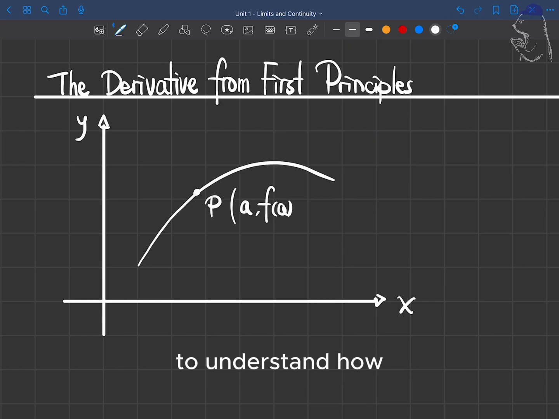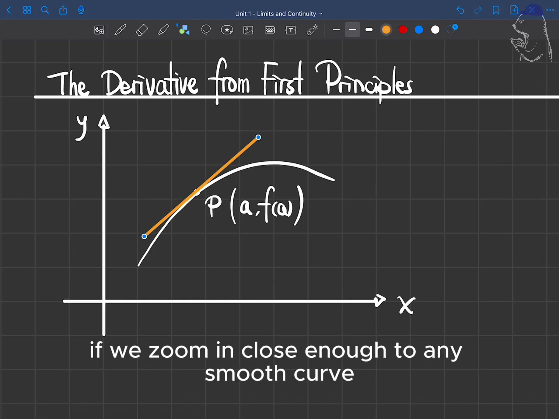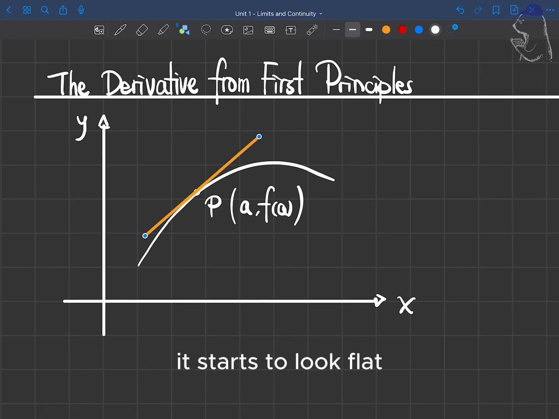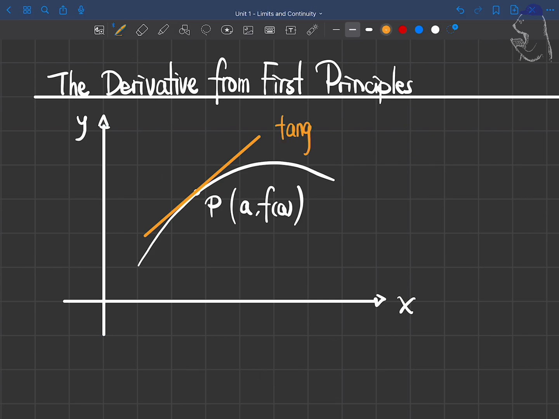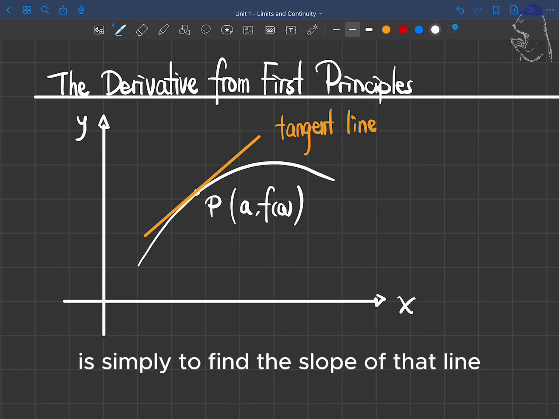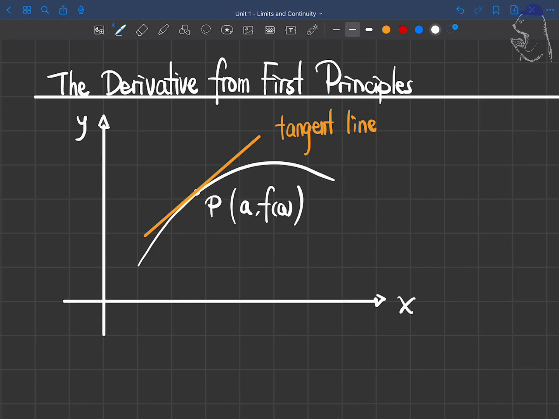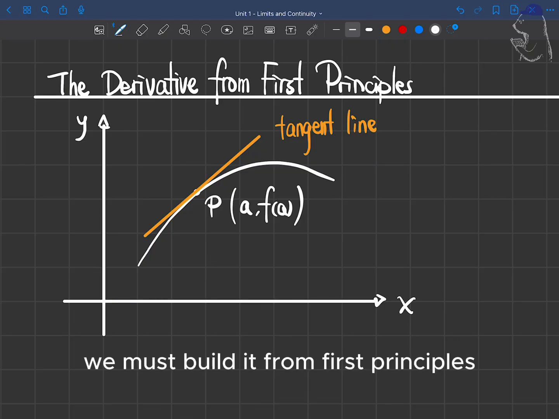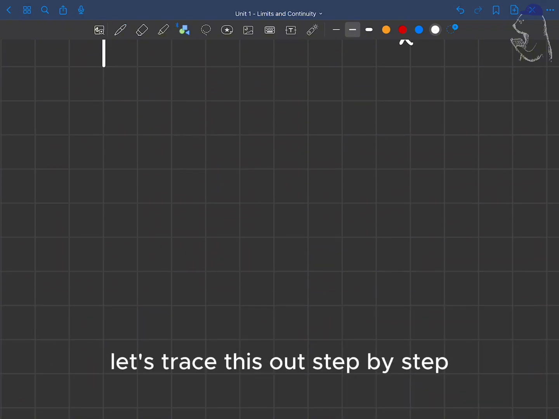To understand how, we have to look at curves geometrically. If we zoom in close enough to any smooth curve, it starts to look flat, almost indistinguishable from a straight line. So, the goal of a derivative is simply to find the slope of that line at one specific point, which we call the tangent line. But since a single point cannot give us a slope on its own, we must build it from first principles. Let's trace this out step by step.